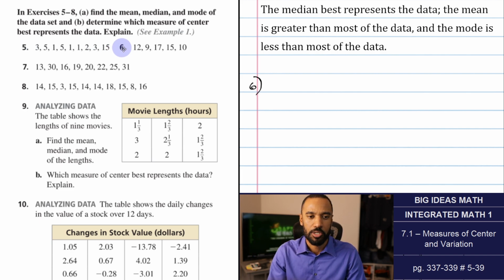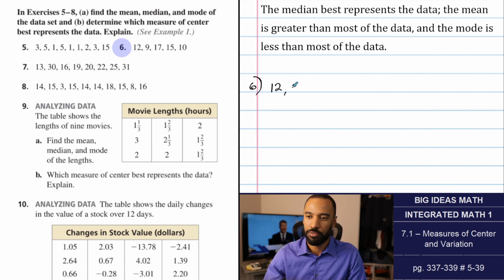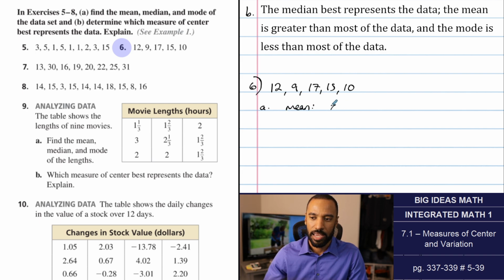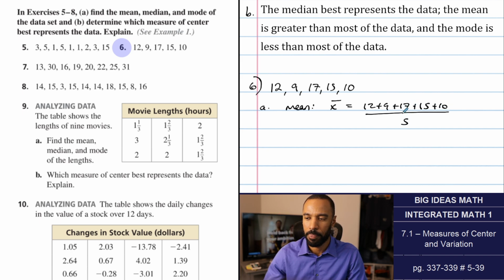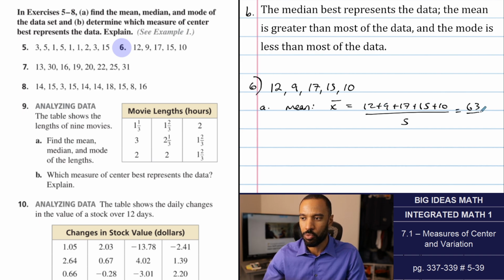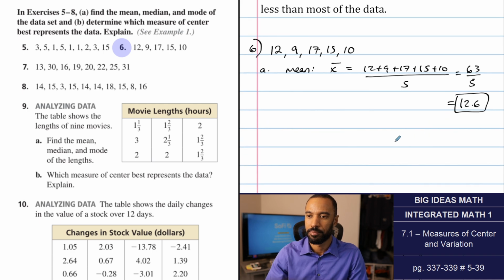We'll see. Number 6. And I'm going to not write these in order until we hit the median, okay? So we got 12, 9, 17, 15, and 10. This was part B over here. All right, part A, the mean. X bar, we have to add these. There are 5 terms, so we are going to divide by 5. That's 21, 38, 53, 63. And 63 over 5 is 12.6. 12.6, that is your mean.